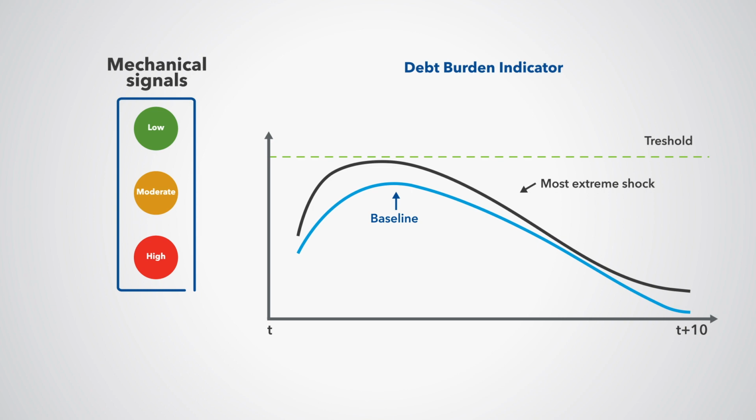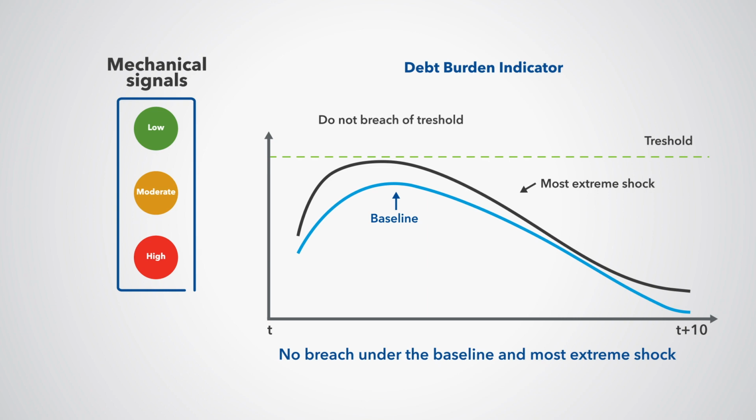Mechanical signals can be easily identified through charts. For each debt burden indicator, we may observe one of the 3 possibilities. In the first case, the projected values of the debt burden indicator do not breach the corresponding threshold under the baseline or under the most extreme shock scenario. This no breach case suggests that, according to this debt indicator, future debt distress risk is not significant.